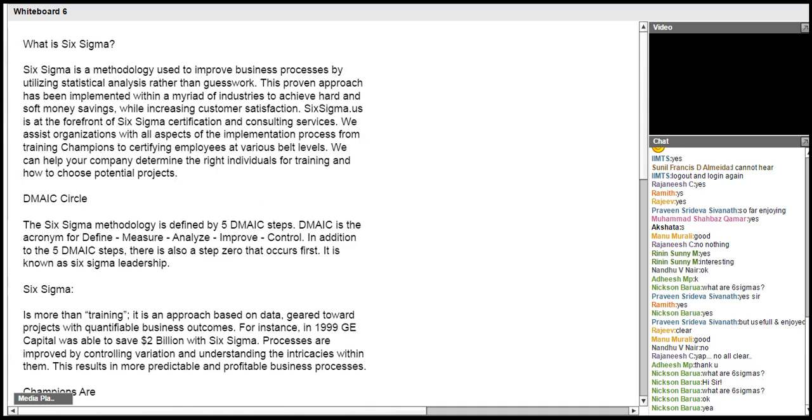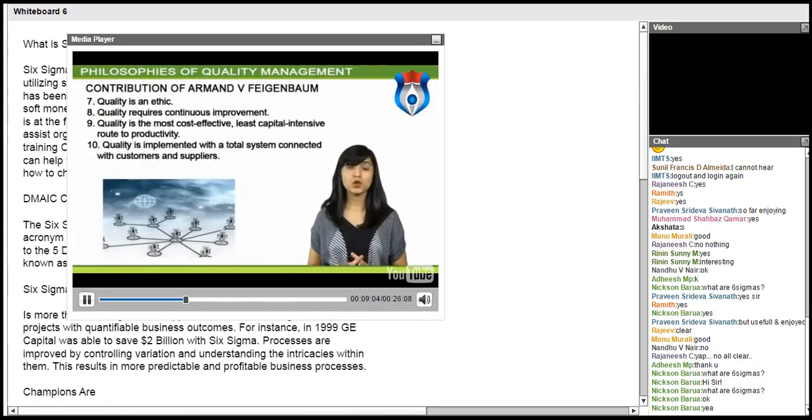Quality requires both individual and team zealotry. Quality is a way of managing. Quality and innovation are mutually dependent. Quality is an ethic. Quality requires continuous improvement. Quality is the most cost-effective, least capital-intensive route to productivity. Quality is implemented with a total system connected with customers and suppliers.